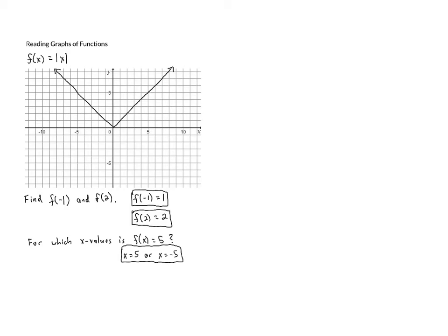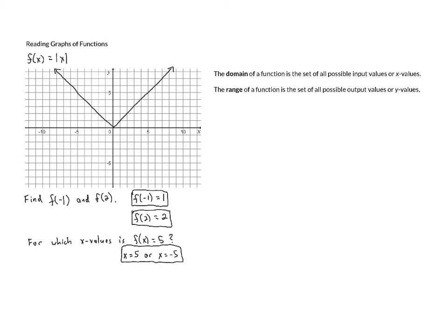Now, being able to read information from graphs is important, and we will look at this more in the future, but I really want to focus on 2 particular concepts today, domain and range. Let's talk about the definitions and see how we can figure out what the domain and range are graphically. The domain of a function is the set of all possible input values, or x values, and the range of a function is the set of all possible output values, or y values.